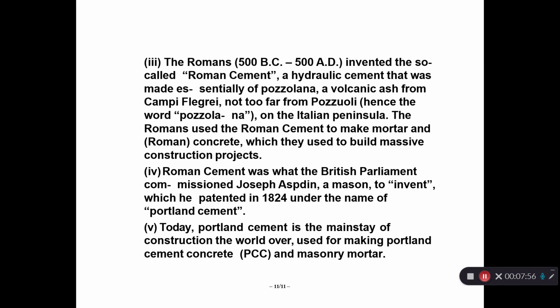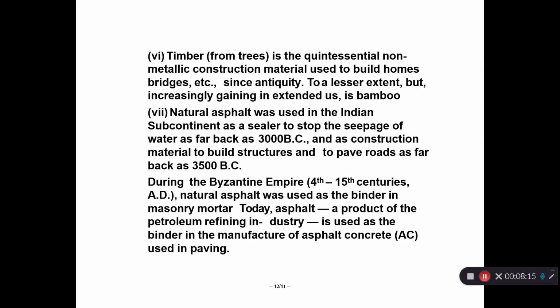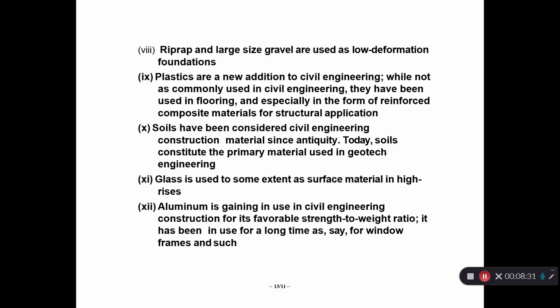Ironically, this cement, we still haven't quite figured out what it was, because it lasts 2,000 years. And even though the Roman cement that was directed by the British Parliament to be built was in fact a very different material, because it only lasts 150 to 200 years. We also have timber and asphalt that were used in some of those ancient civilizations, and even during the Byzantine Empire, natural asphalt was used as a binder in masonry mortar. And so we also have large rock or riprap, which is used for basically levees and protection from water elements.